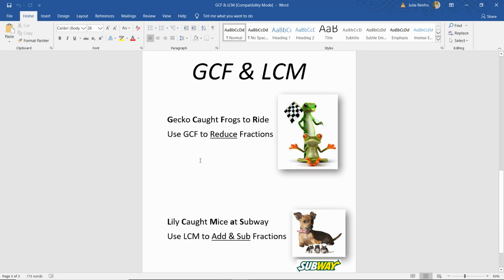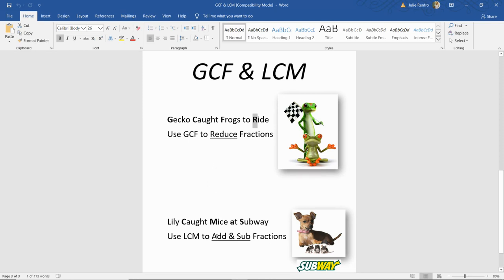Even I get these two confused every now and then, so I have to remember these goofy sayings that I showed the kids and wrote down to help them remember. The GCF: I remember Geico caught frogs to ride. Greatest common factor to reduce. If you want to reduce a fraction, use the GCF. Reduce, ride, ride, reduce. That's what helps me remember it.